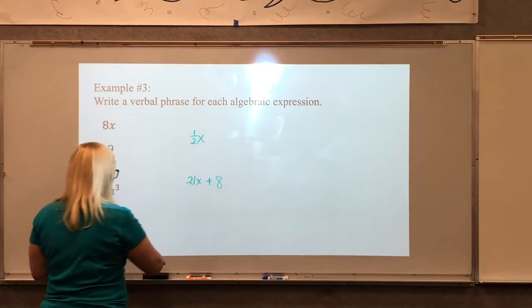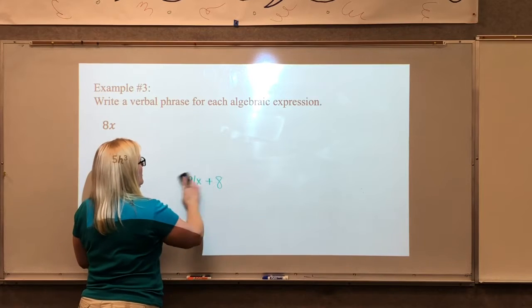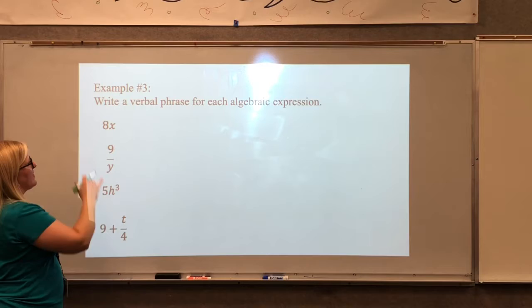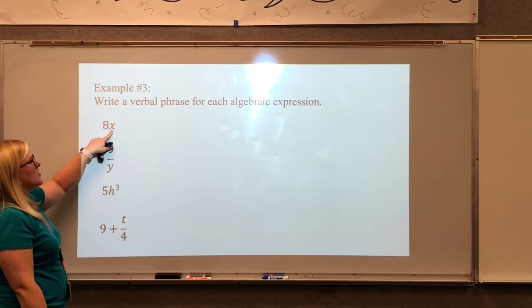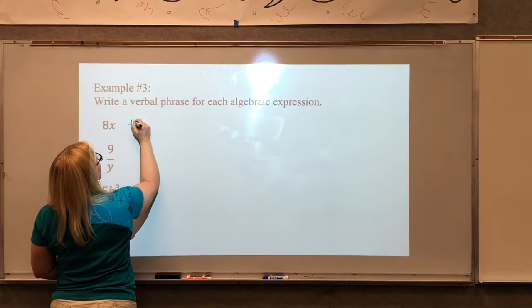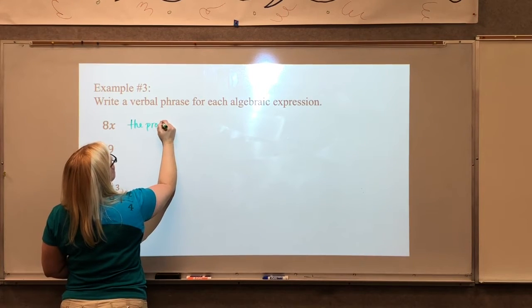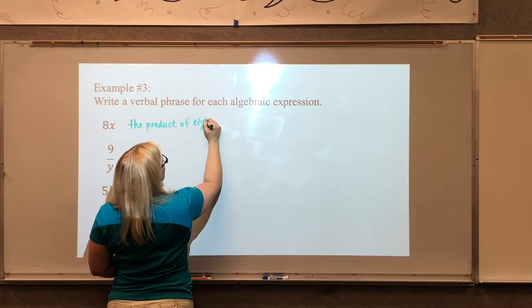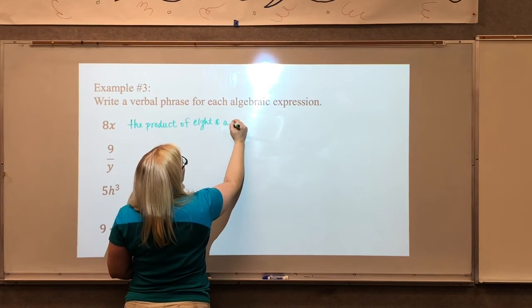All right, so now let's do the opposite. Let's write a verbal phrase for what we're given. So here we've got a multiplication, so I know that's the product. So this would be the product of 8 and a number.